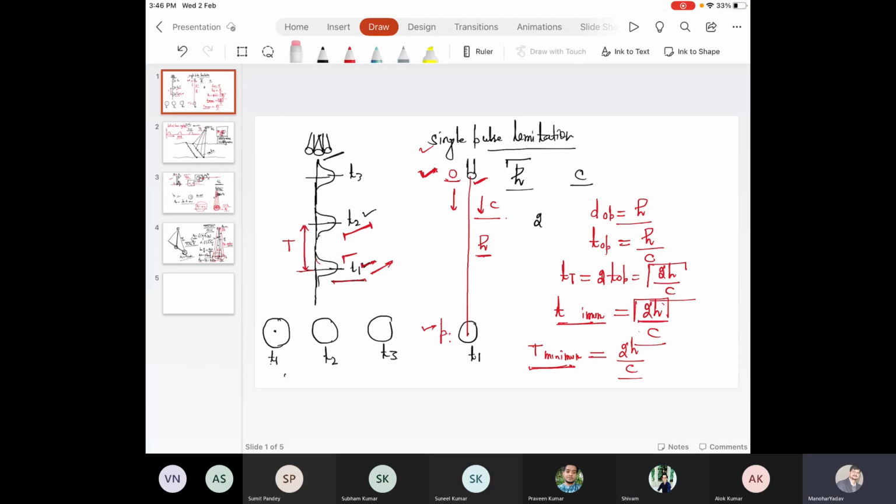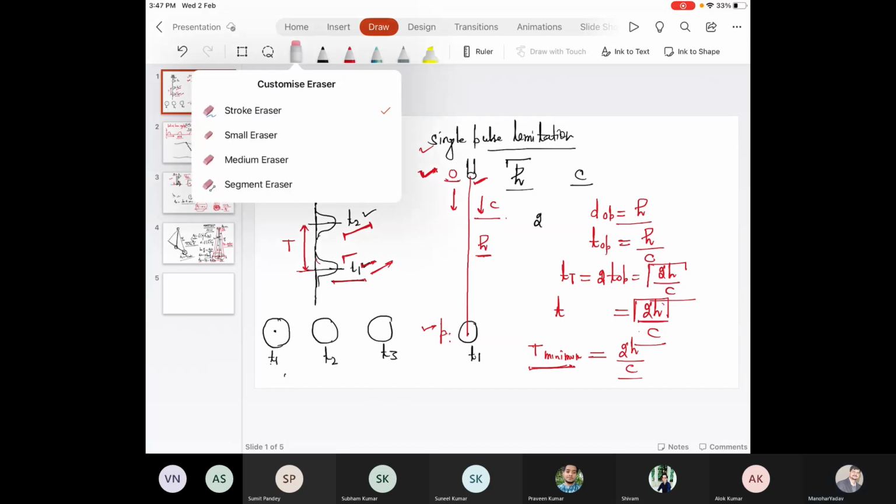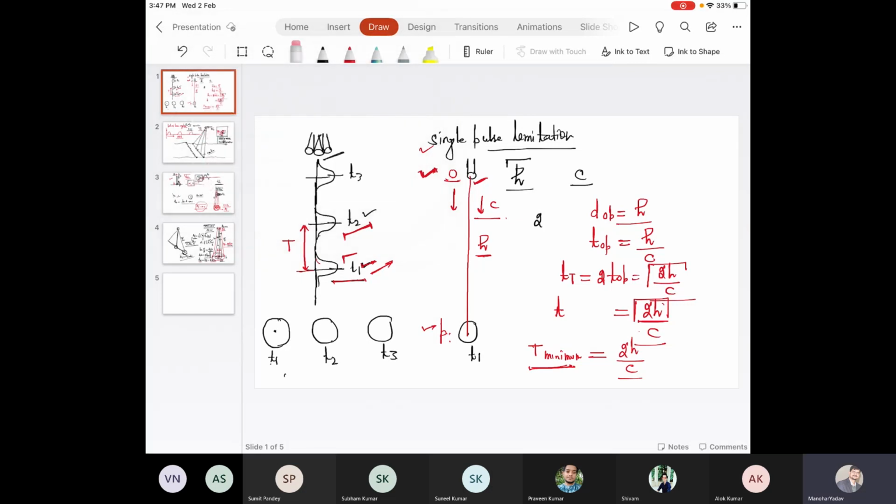So let's say we remove this minimum. It is the actual time 2h by c that will be needed. Once, let's say at time t equal to 0, the beam is fired from origin O, and after t equal to 2h by c, it is received. Then only the next pulse T2 is fired. So the time period T can be taken as the minimum time period, which we'll say is equal to 2h by c.